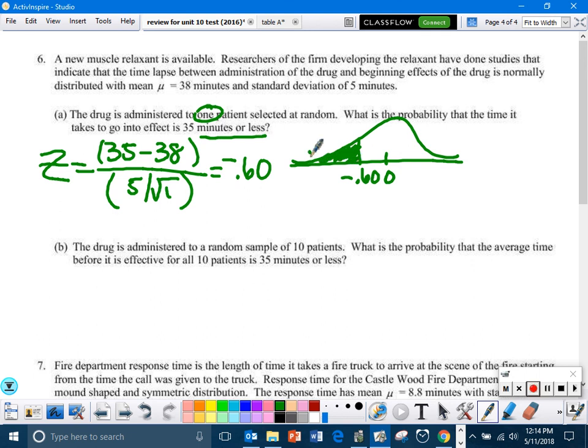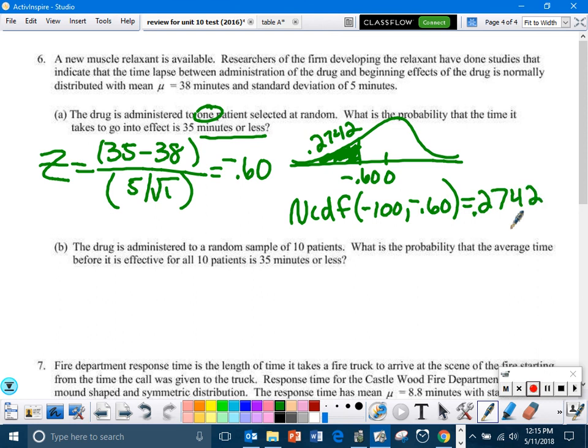The table gives 0.2742. The calculator should give the same thing. Which is about 27%. So there's a 27% chance that for one patient selected at random, it will take 35 minutes or less for that relaxant to kick in.